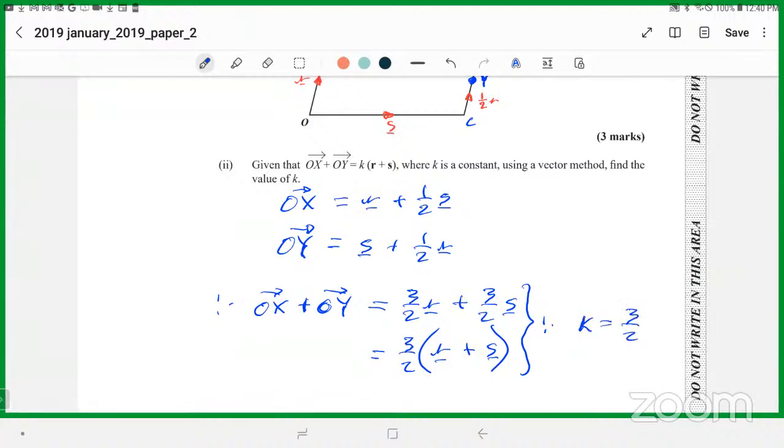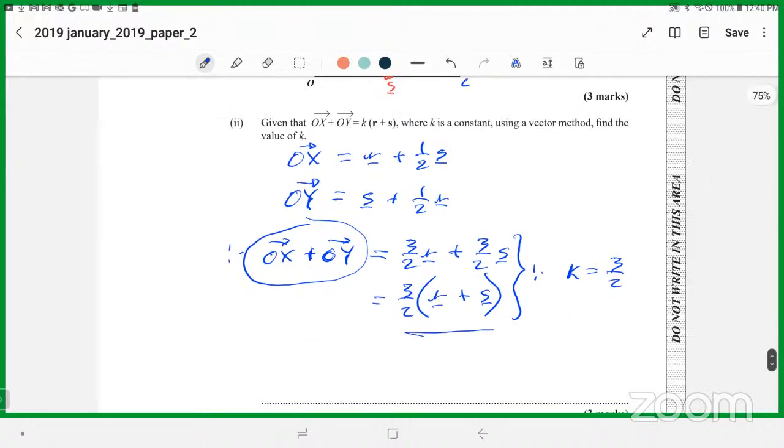Listen, guys, all I've done in this question: they tell me that OX plus OY is equal to that, and they want me to tell them what K is. So I say, okay, no problem. All I have to do is work out what OX plus OY is for myself, see what it comes out to, and then compare it with what they say it is. So K equals 3 over 2. That is all. Let me say it again. They tell us that OX plus OY is equal to this, and we must find the value of K.